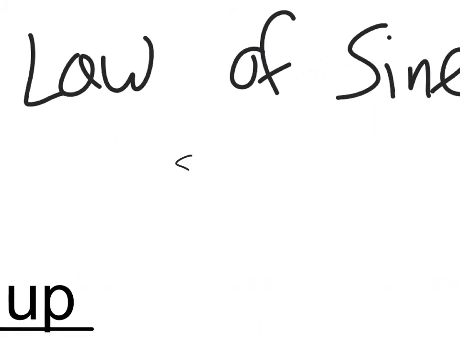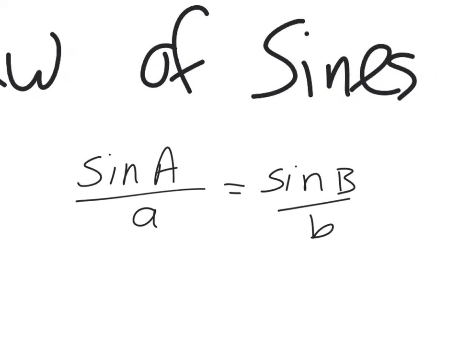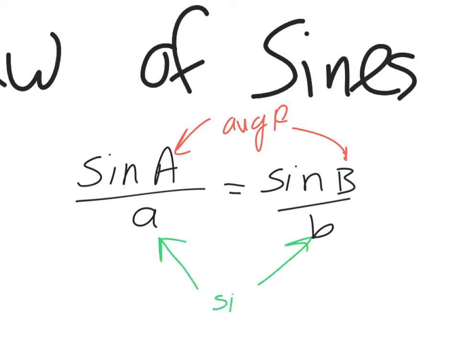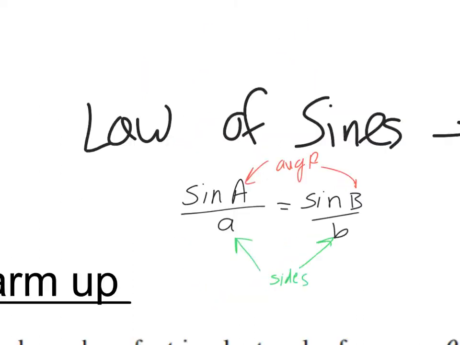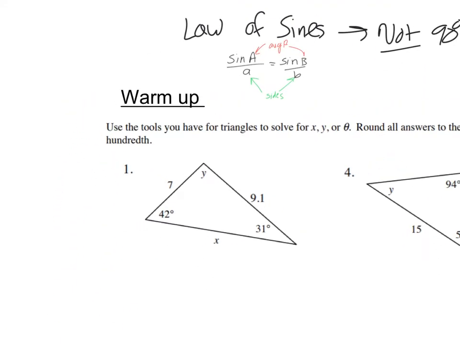And we have a relationship that deals with the sine of A over a equal to the sine of B over b. And if you recall from yesterday, we said that these big letters represent angle measurements and the little letters represent side lengths. And those are the side lengths that are across from their respective angles. And so we're going to use that to help us in this warm-up problem that says, use the tools that you have for triangles to solve for x, y, or theta.